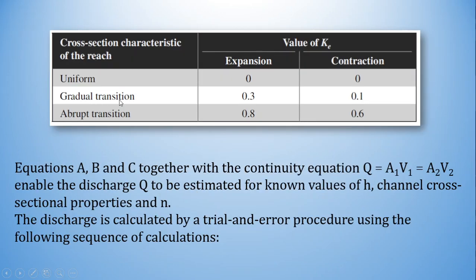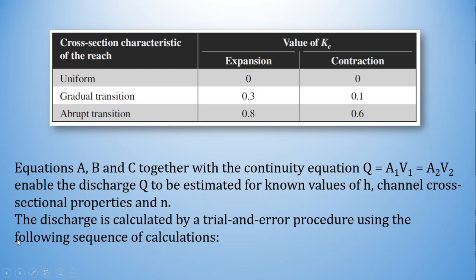If there is gradual transition, then for expansion the value of Ke will be 0.3, and for contraction it will be 0.1. And if there is abrupt transition, meaning a sudden change in the cross-sectional area from section 1 to section 2, then there will be more eddy formation and more eddy losses. Therefore, for sudden change, for expansion from section 1 to 2, the value of Ke will be 0.8, and for contraction it will be 0.6.